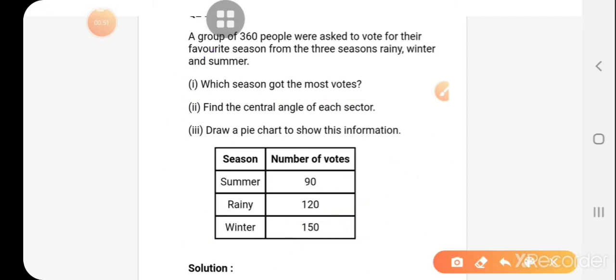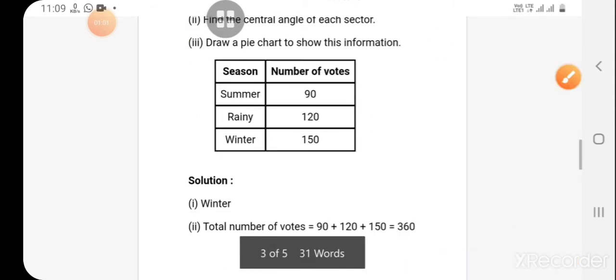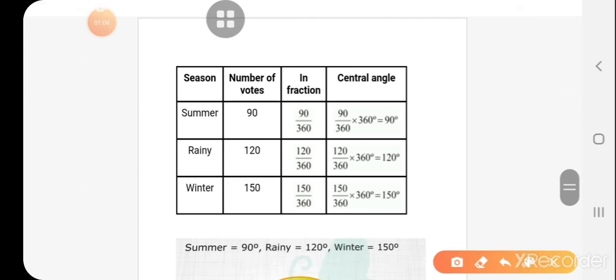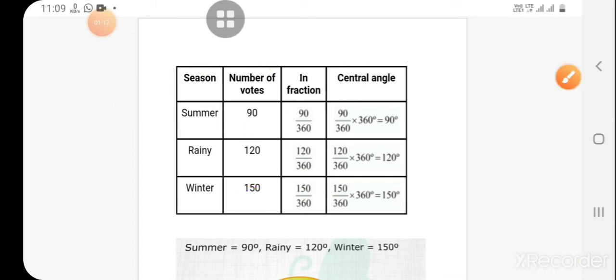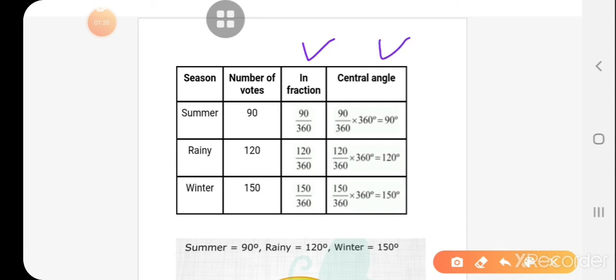Now for question number 2, find the central angle of each sector. That means these are the sectors, and you have to make the central angle. So to find the central angle, you need to make a table like this. This data, as you can see, is already given, the season and the vote. Now except for these two columns, these things have to be represented as a fraction, and then you change it to a central angle.